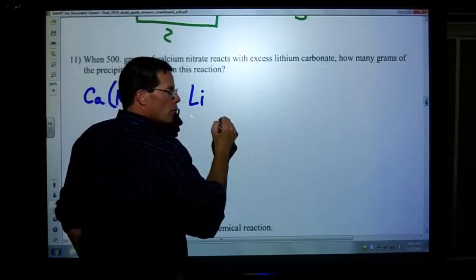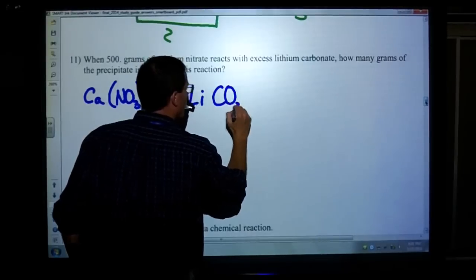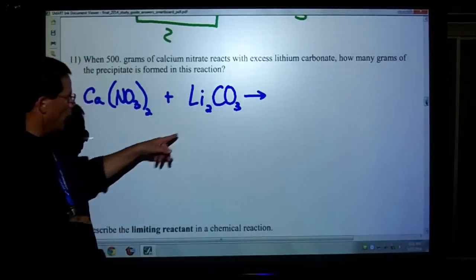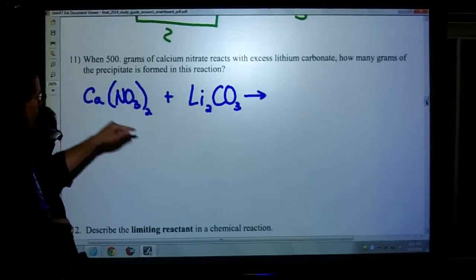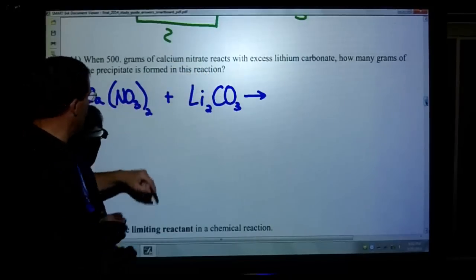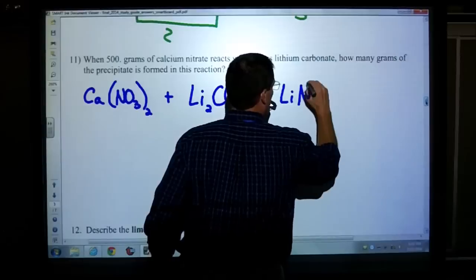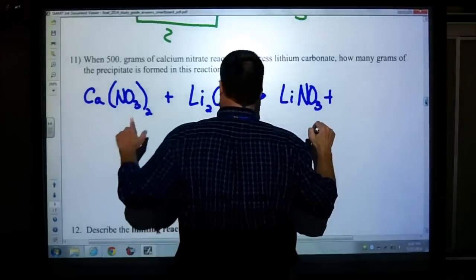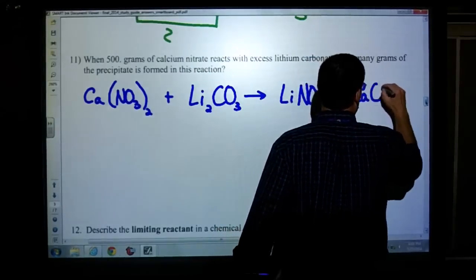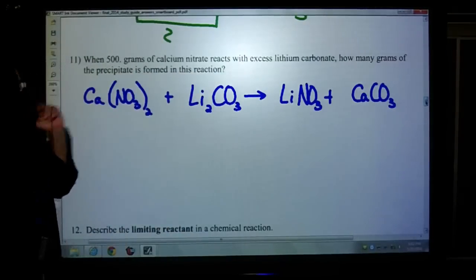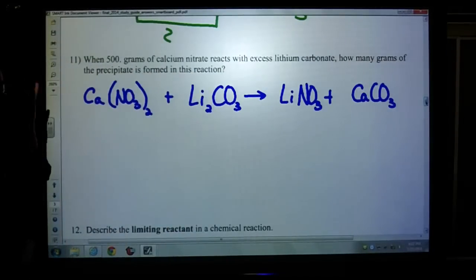Lithium has a +1, carbonate a -2. That means we need 2 of those. And in this reaction, it's a double replacement reaction. Very good. So that means calcium is going to be with carbonate, and the lithium is going to be with the nitrate. So lithium and nitrate, and then calcium with carbonate. Always write the metal first. All right. And before we balance, let's write down what we know.